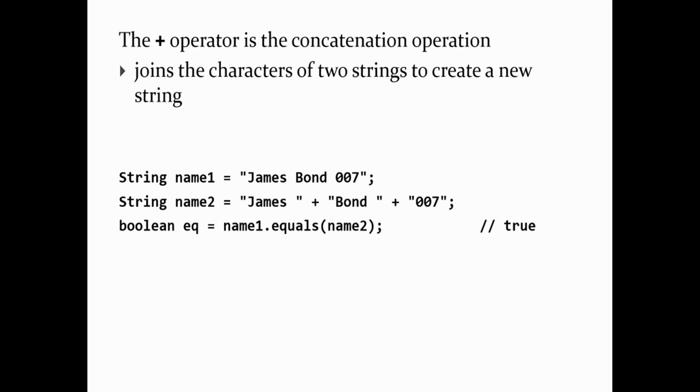We've seen plus already. The plus operator is string concatenation, which joins two strings together. So here I've got name1, and here I've got name2. Name1 is James Bond 007. For name2, I'm just going to join 3 separate strings together. I'm going to take James with a space, and then Bond with a space, and then 007, and join them all together. Are they equal? Yeah, they're equal. They're the same string after the concatenation.